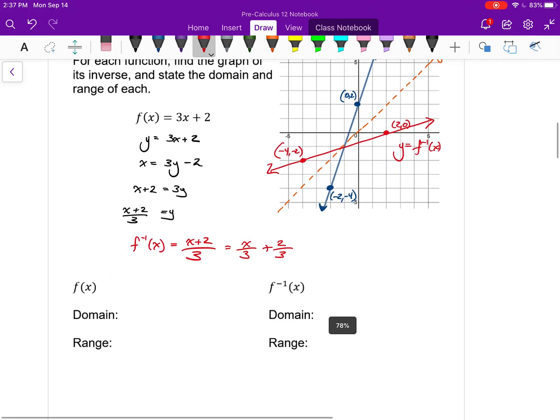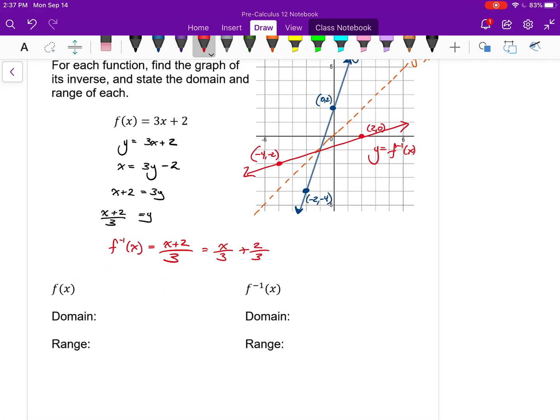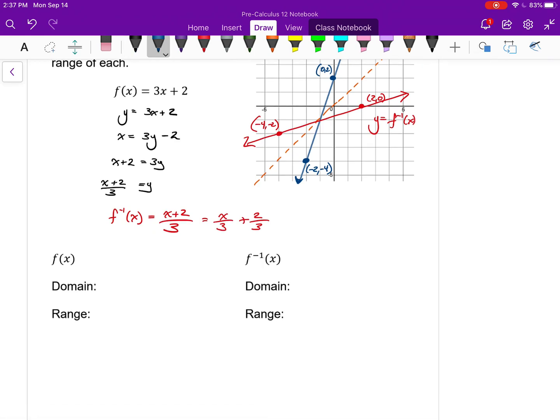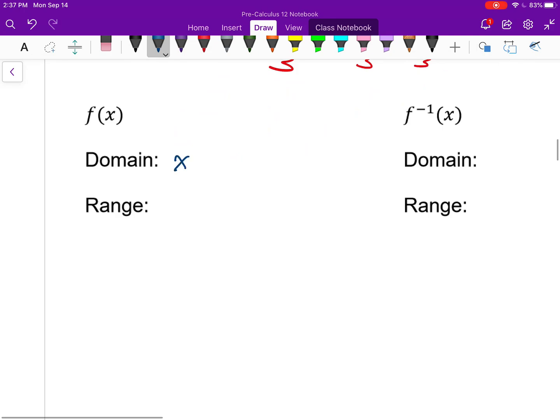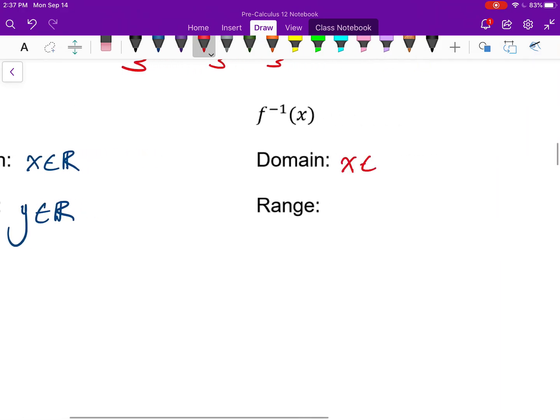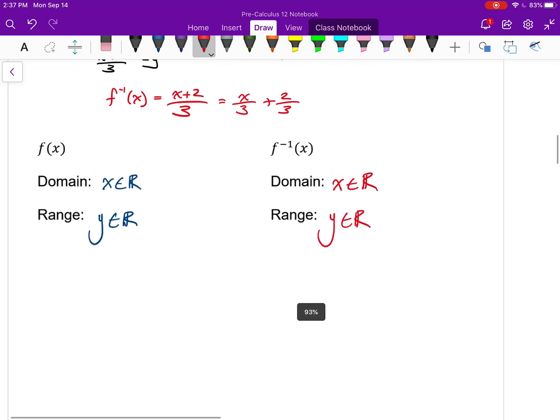If I look at both of these graphs, they both have the exact same domain and range. They're all real numbers. And so I'm just going to write it down here. So the domain of f of x is all real numbers. And the range of f of x is all real numbers. Oops, keep these color-coded the same way. And same thing for the inverse. Because they're both linear functions that go on forever, up and down, left and right. So not much more to really see from that. It's all the same.